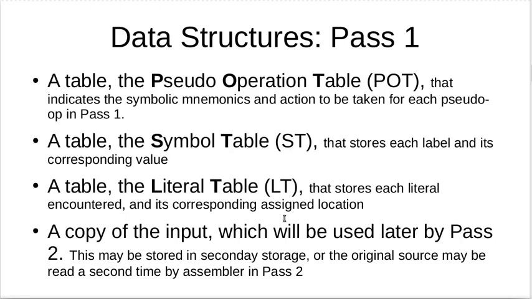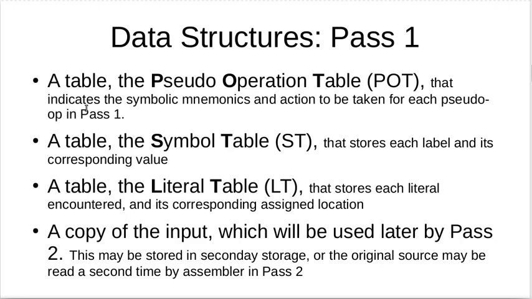After all of these data structures, there is another data structure used, which is a copy of the input, which will be used later by pass 2. So whatever source program we have given as an input, a copy is made which will be used by pass 2. This copy may be stored in secondary storage, or in some cases the original source is read a second time by the assembler during pass 2. So these are the data structures which are used by the assembler in pass 1.